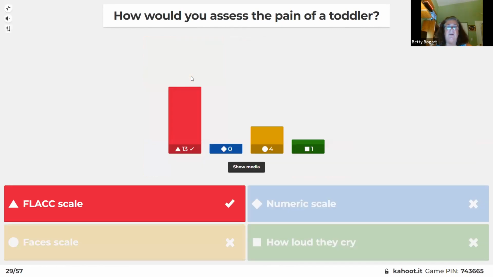So a toddler is on the FLAC scale. So I've given you several questions last week, this week on FLAC and on faces. I hope that has helped you to understand it.